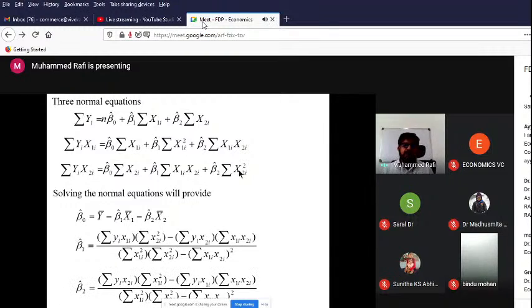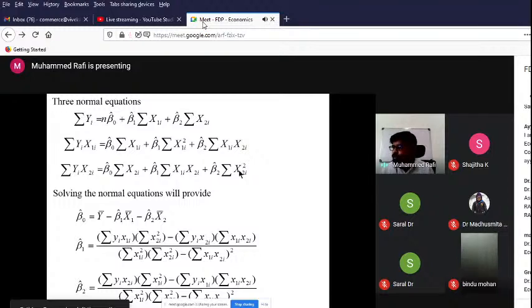Similarly, you can find out the values of beta 2 cap. So these are the equations which are derived from these normal equations. And these normal equations we get by differentiating the residual sum of squares. That is, you take the error term, you take the square of the error term for all the observations and sum all of those observations.